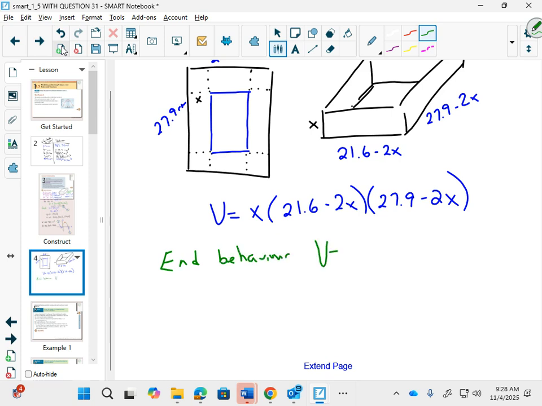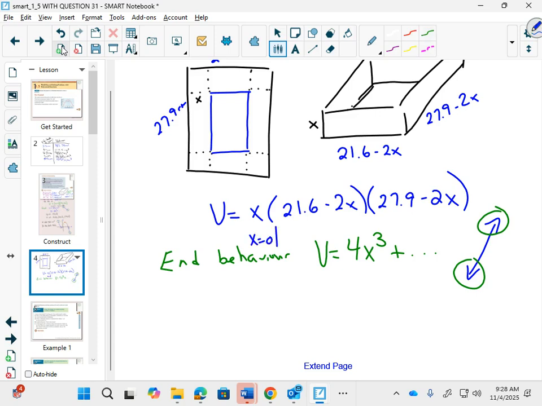Well, if you multiply this out, you'd have an x and a minus 2x and a minus 2x. That will give you a positive 4x cubed, which makes your end behavior act like a line with a positive slope. There's our end behavior.